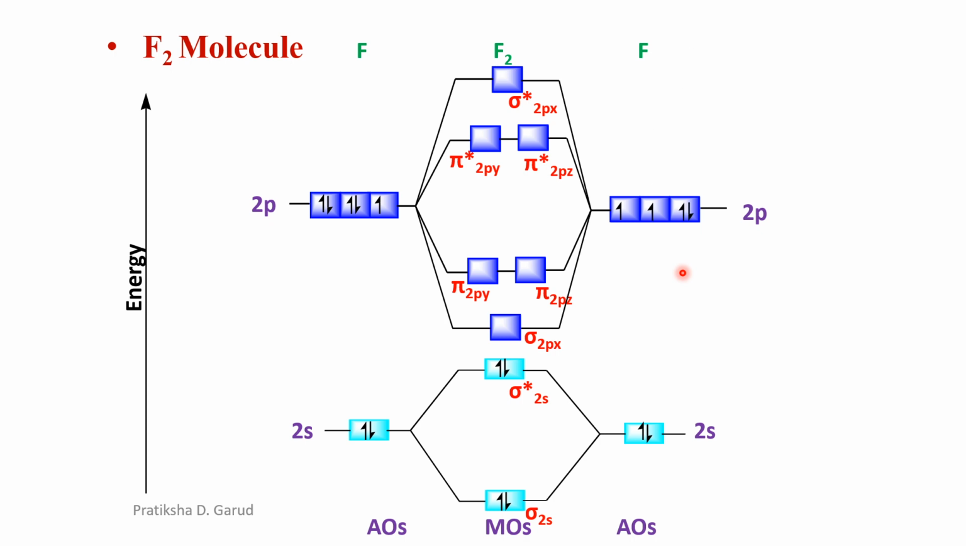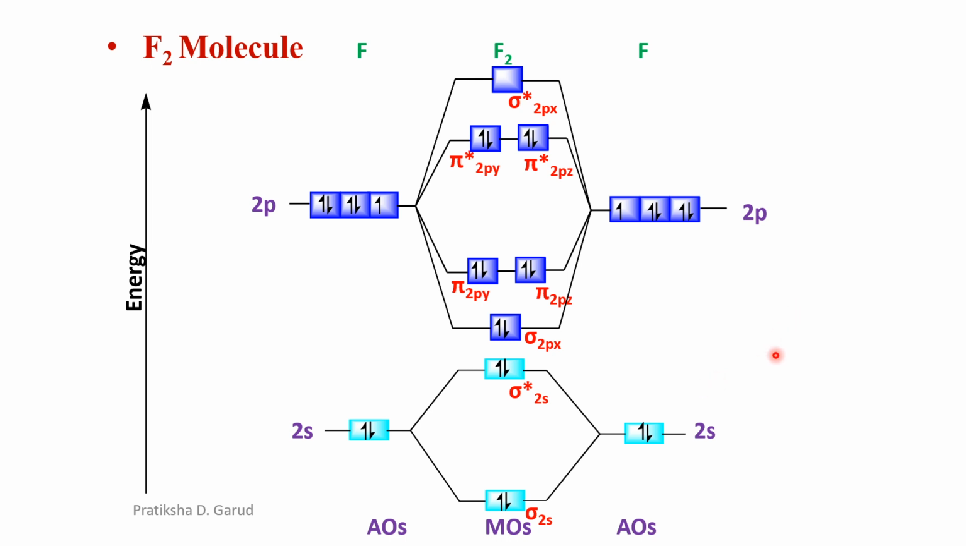Parallel spin, and then there will be the pairing. So in total there are 10 electrons, and these 10 electrons are filled in the MOs by using Hund's rule of maximum multiplicity. First of all, the 2 electrons move into the sigma 2px, then pi 2py, pi 2pz, again pi 2py and pi 2pz. Then pi asterisk 2py, pi asterisk 2pz, again pi asterisk 2py and pi asterisk 2pz. So this is the filling of electrons in the MO energy level diagram for the F2 molecule.